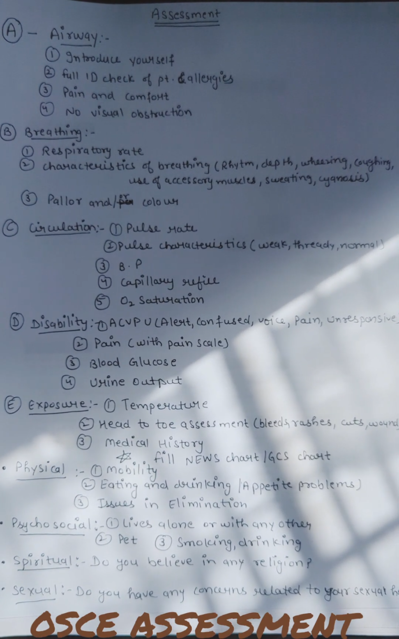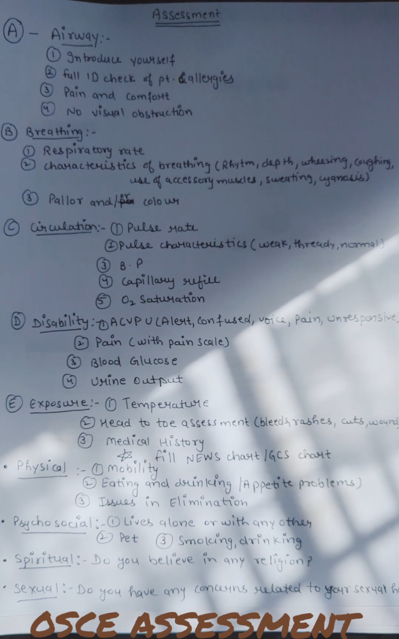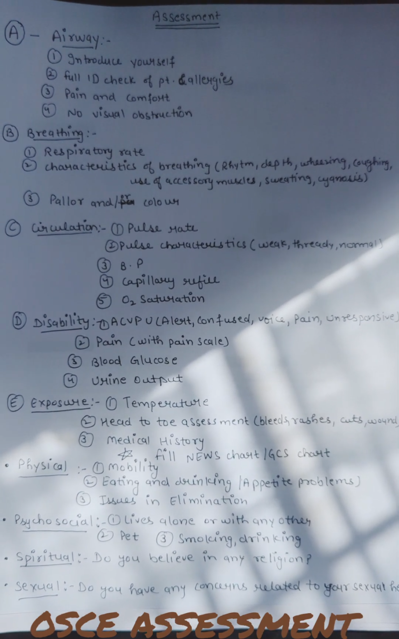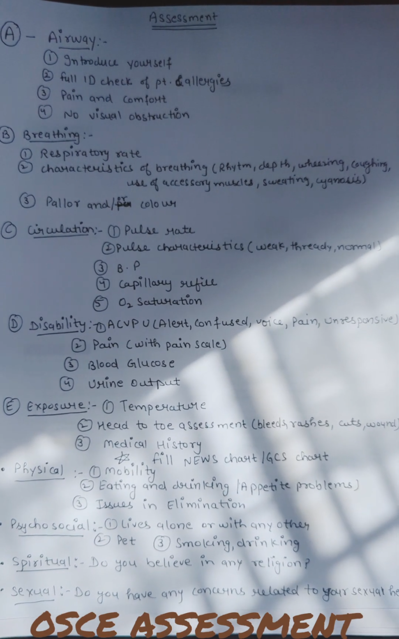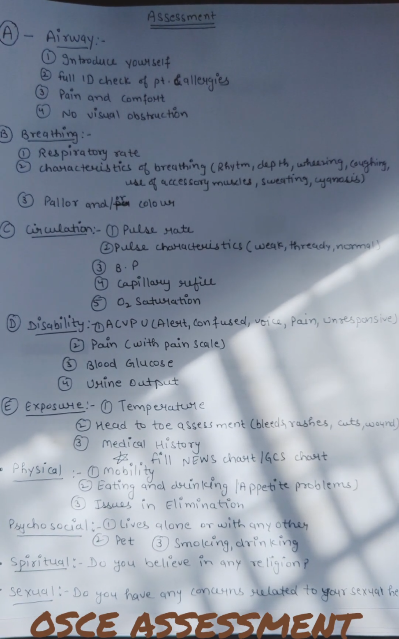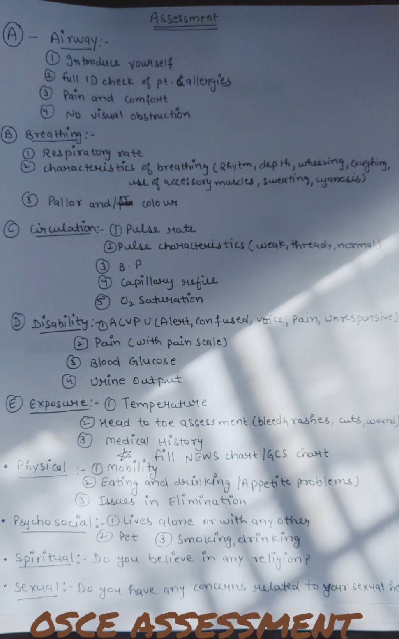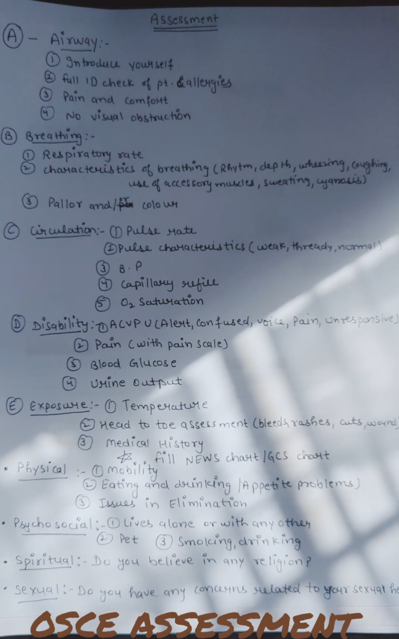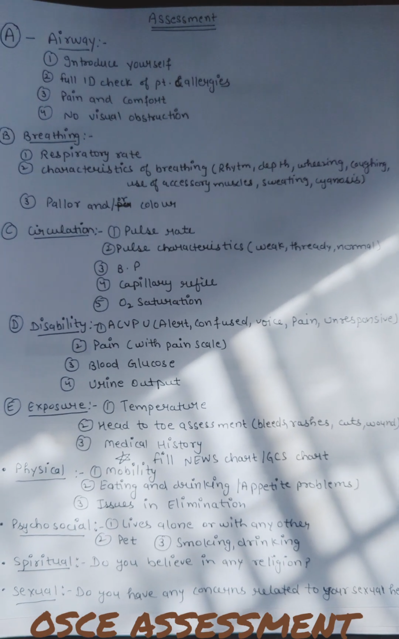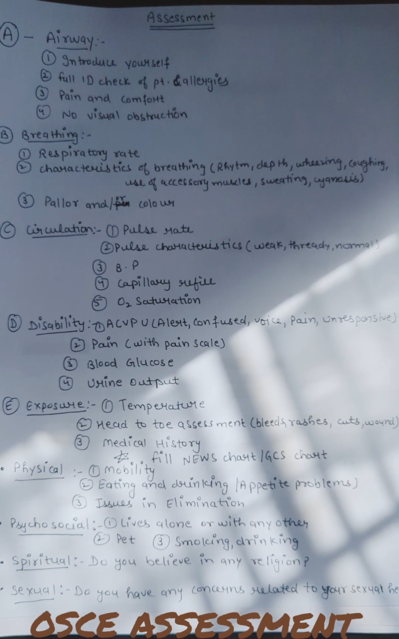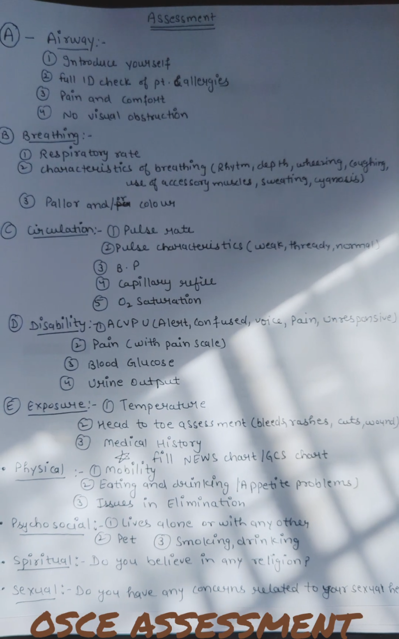Then you can proceed to the psychosocial. There are three things to ask the patient about the psychosocial, like whether he lives alone or with anyone else, with wife or with children. Then you will ask whether there is any pet at home, like a dog or cat. Then you will ask whether the patient has any smoking or drinking habits.